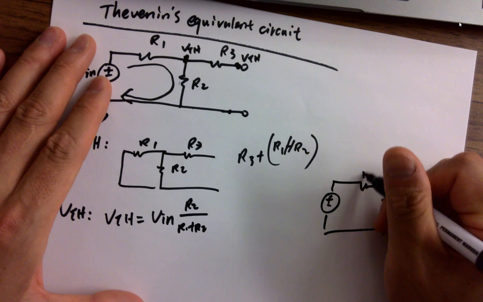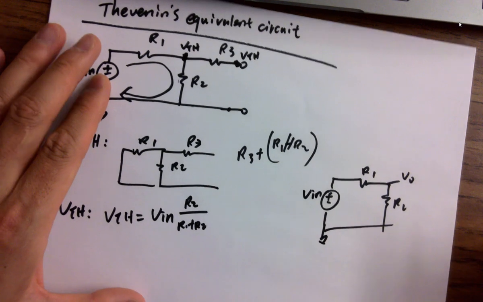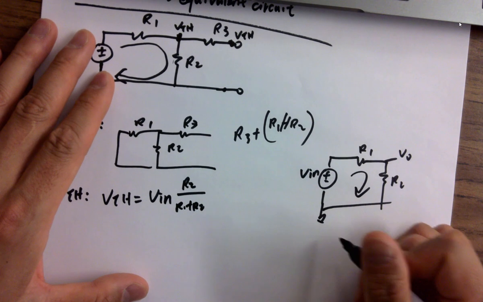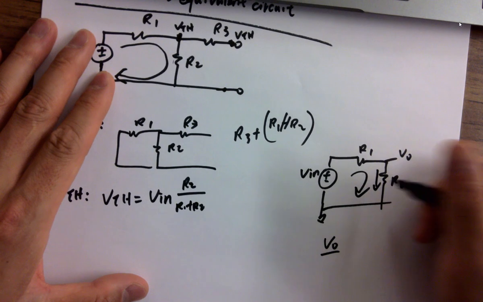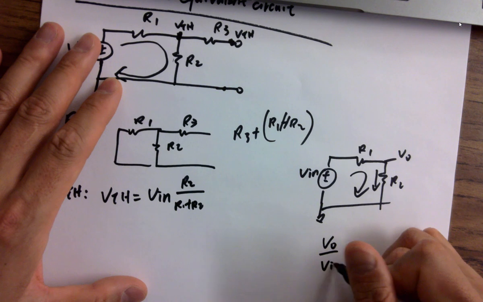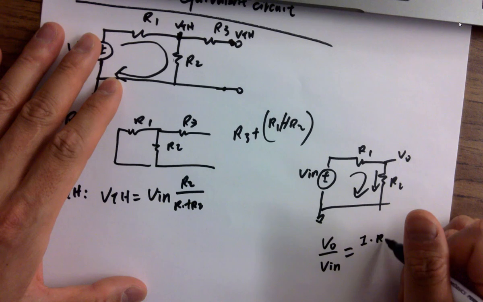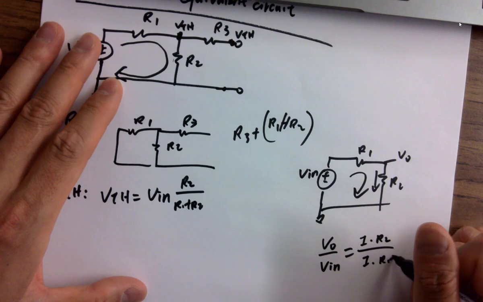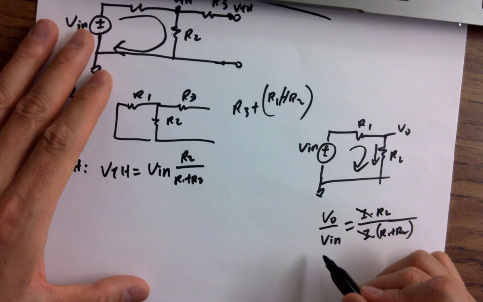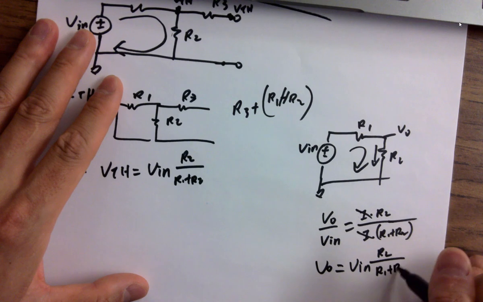How did we get that? R1, R2, and here's the VL, for example. Here's Vin. Around here, 0 volts. It's the same current, right? So assuming that the current is I, VL is I flowing through this resistor times R2. That's VL over Vin. Vin is the current times the entire resistance. So this is I times R2 over I times R1 plus R2, right? And I is getting canceled. So that's why VL equals Vin times R2 over R1 plus R2.